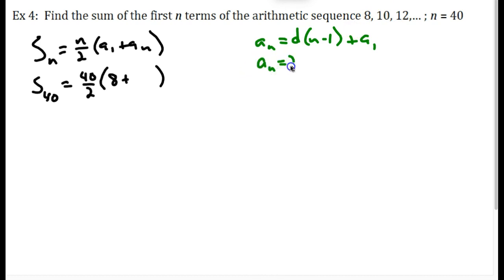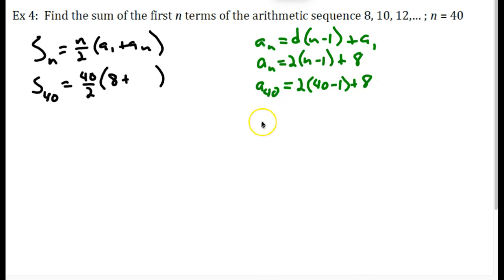So a sub n equals 2 times n minus 1, and my first term, I can see, is 8. Now I want to just plug in 40 for n. I want to figure out what the 40th term is. So a sub 40 is going to be 2 times 40 minus 1 plus 8.